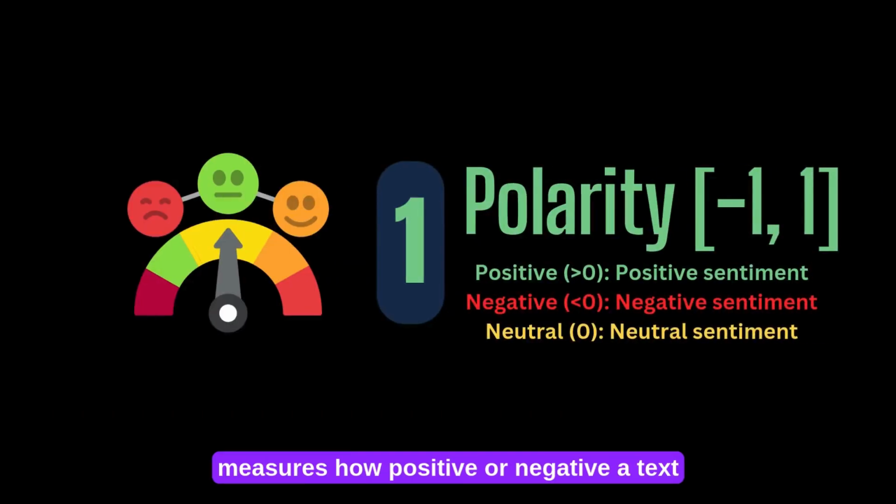The polarity score measures how positive or negative a text is. It ranges from -1 to 1, and if it is positive, it means a positive sentiment. If it is negative, it means a negative sentiment. And if it is close to 0, it means a neutral sentiment.